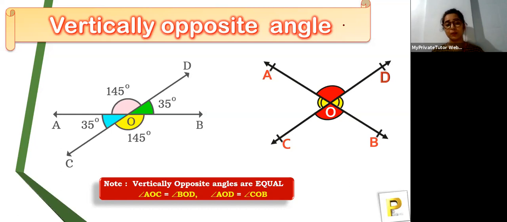So which is the vertically opposite angle to it? That is COB. What is that measurement? That is 145 degree. Okay, great. I've got all the smart students today.